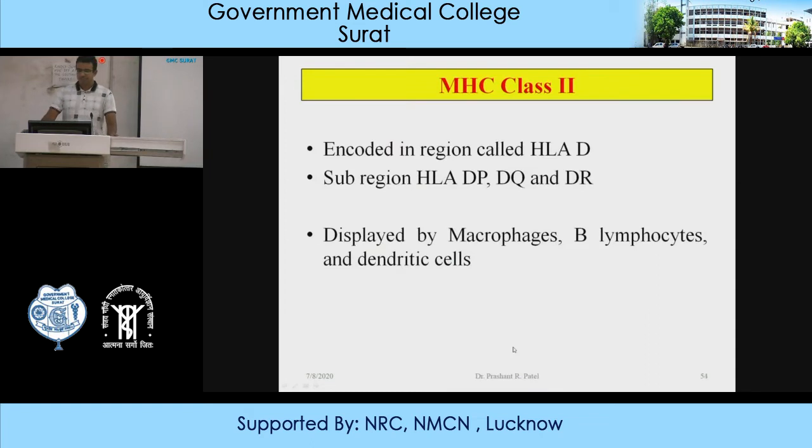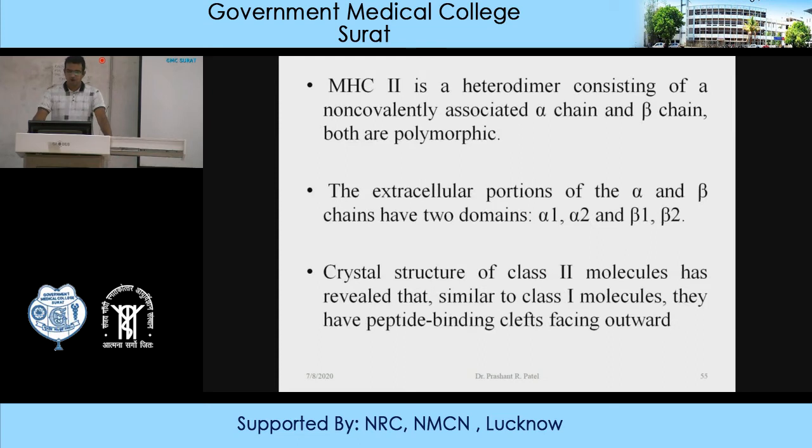The MHC class 2 molecule is encoded in the region called HLA-D, which is divided into the sub-regions HLA-DP, DQ and DR. This MHC class 2 molecule is displayed by macrophages, B lymphocytes and dendritic cells. Again, the MHC class 2 molecule consists of alpha and beta chains, both of which are polymorphic.